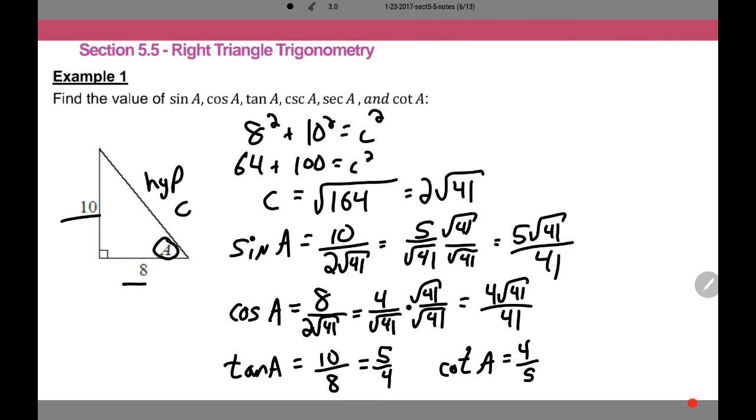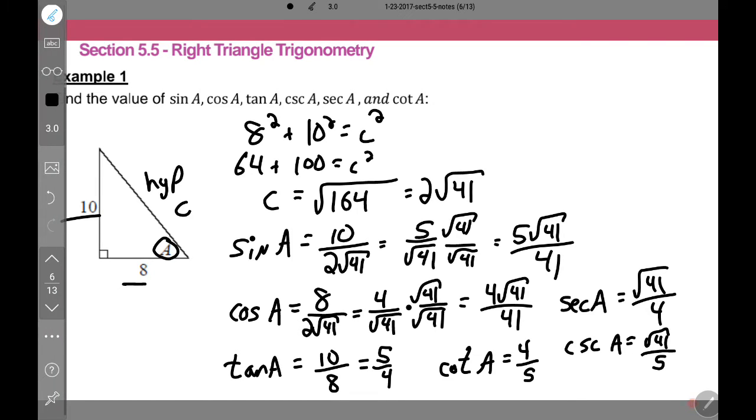Your secant goes with your cosine, so your secant is going to be the square root of 41 over 4, and your cosecant is going to go with your sine. It's going to be the square root of 41 over 5. So again, these are some of the basic problems that you get when you see some of these right triangles and you see these ratios.